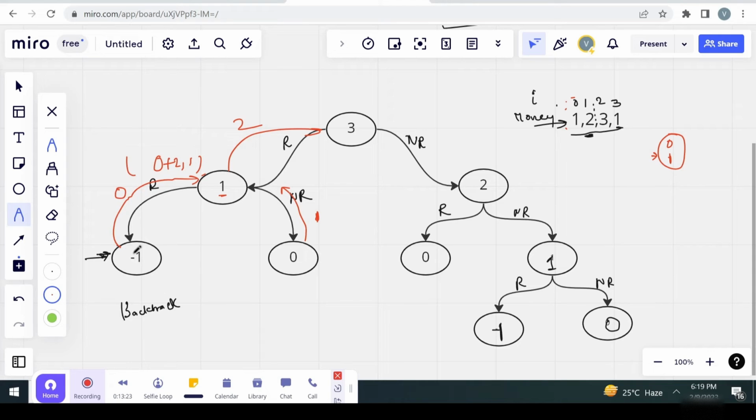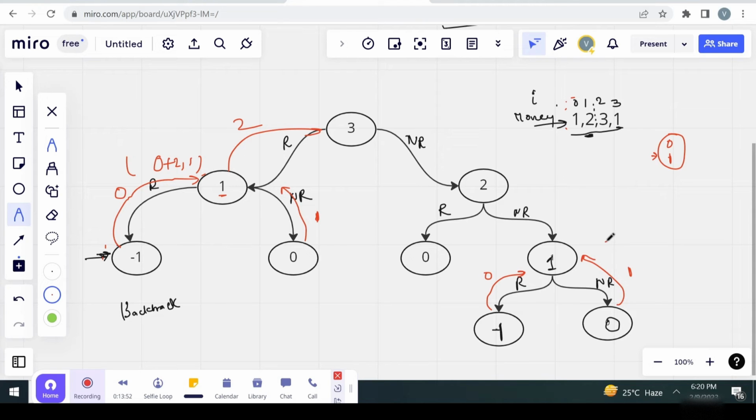Right? Because for robbing we have to include whatever is at the left, I minus 2, and plus the current index. So if we don't rob the current index, we reach 2 and so on. From here when we backtrack, from -1 we return 0, and for 0 the value of the money is 1.